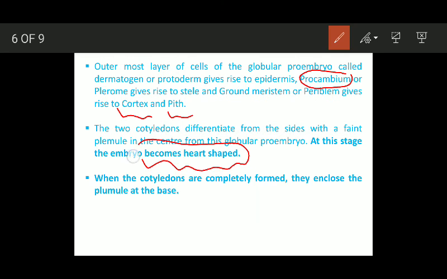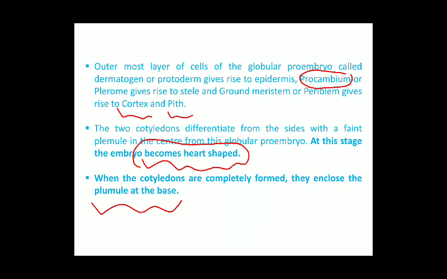Now the embryo becomes heart shaped. It was globular, now it has become heart shaped. After the differentiation of the two cotyledons the embryo has assumed a heart shape. When the cotyledons are completely formed and have finally reached full development, they enclose the plumule at the base. We can see this on the next slide.